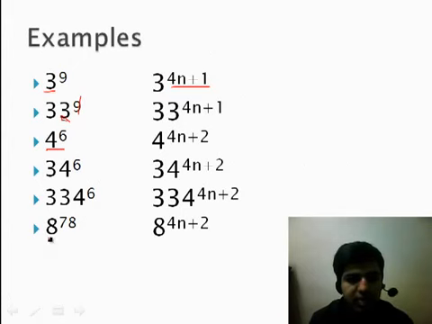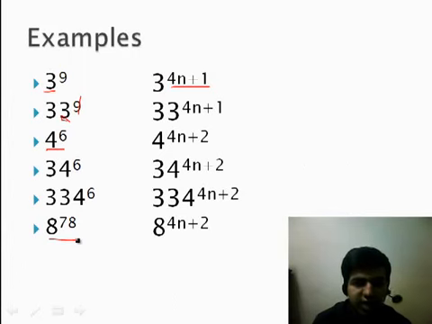And in the last example we have 8 raised to 78. We just need to see the last digit, that is 8, and break down 78 in the form of 4n plus 1 or 2. When we divide it, we get 4n plus 2, so the last digit is 8 squared, 64. The answer will be 4.